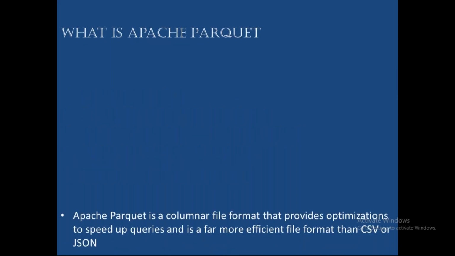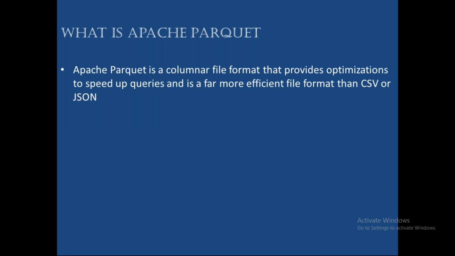So let's see what is a Parquet file. What is Apache Parquet? Apache Parquet is a columnar file format that provides optimization to speed up queries and is a far more efficient file format than CSV or JSON. If you compare with CSV and JSON, Apache Parquet will give you better performance and it is very efficient when you are reading the files. Why is it very efficient? Because Parquet is a columnar file format.